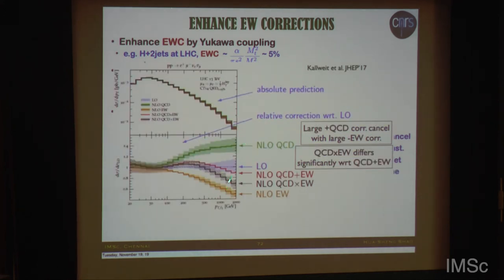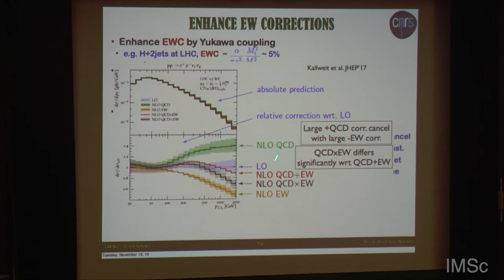So this is one example you can see for the WW final state. You see the absolute prediction and the prediction relative to leading order. You see that the next-to-leading QCD correction is enhanced. However, the electroweak correction is quite negative when the lepton pT is sufficiently large, to TeV for example. And this, of course, gives some ambiguities.